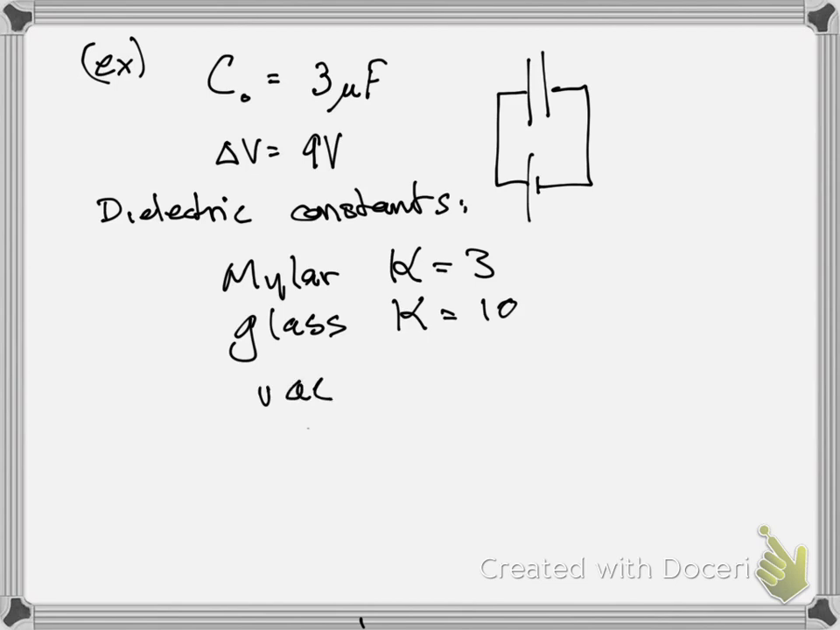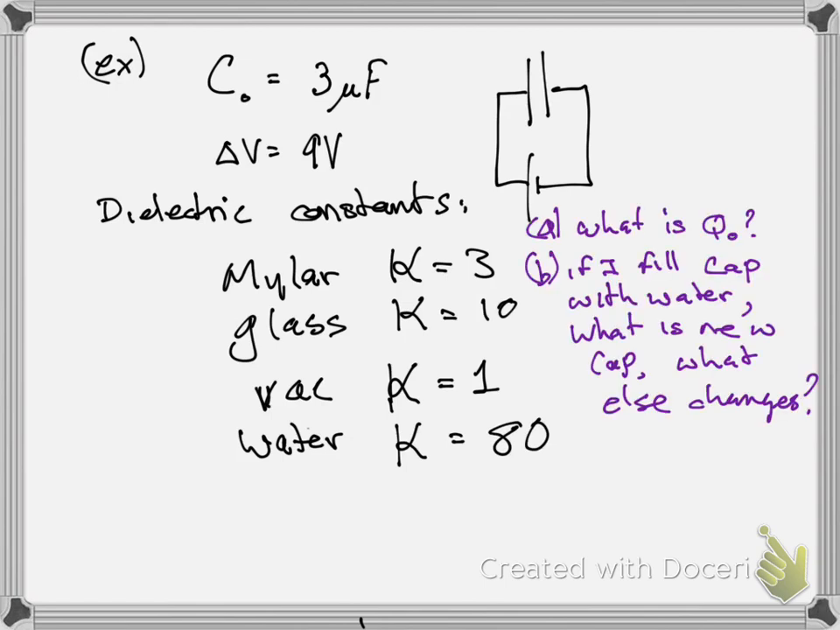Vacuum. What's the dielectric constant of a vacuum? You should know this. It's 1, right? Because epsilon is epsilon 0 in that case. What about water? What do you mean, water? Well, you could fill a capacitor with water, right? You just have to make it waterproof, but you can fill it with water. The dielectric constant of water is actually pretty darn high. It's about 80. Those are just examples of dielectric constants.